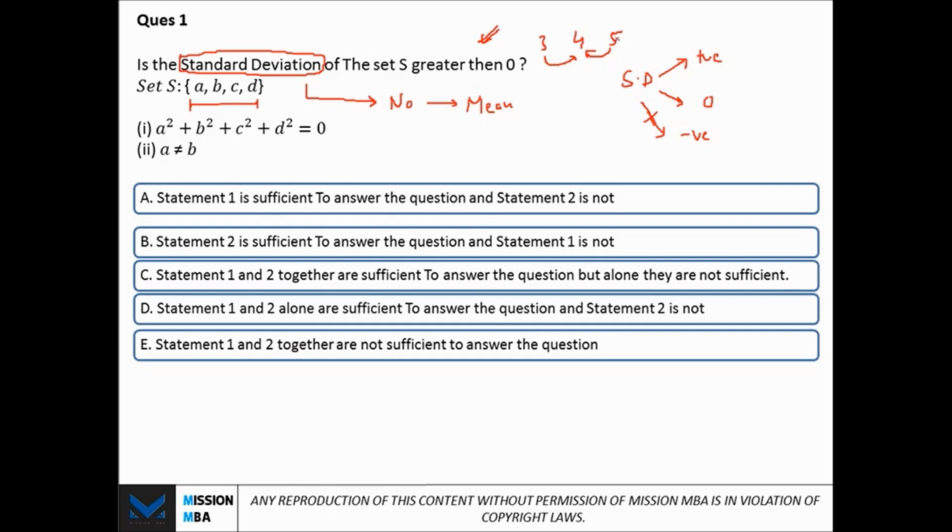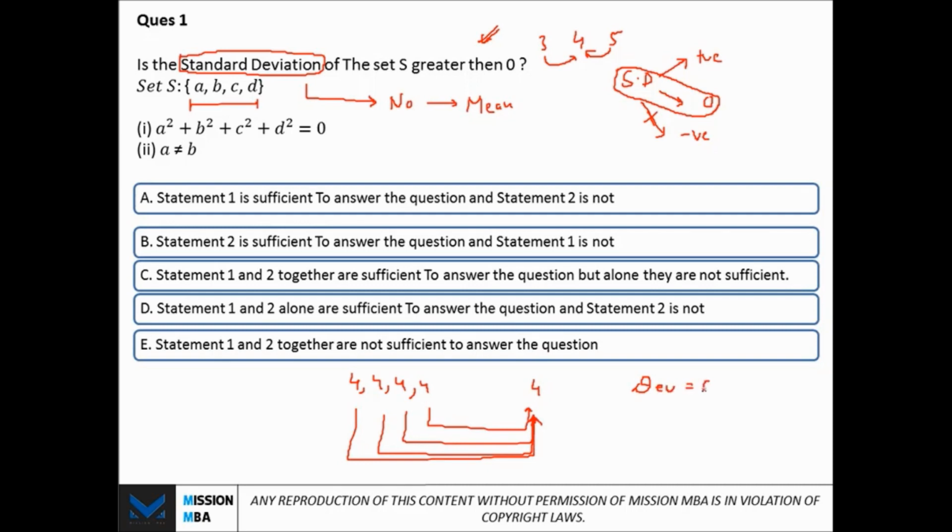This is a set where the numbers are deviated from the mean. But there is only one case when your standard deviation becomes 0, and that is when your numbers are not deviated from the mean, which happens when they are all equal. For example, if I have four numbers, all 4, the mean will be 4. Hence my numbers will not be deviated from the mean. Each of them was the same, so they will also be equal to the mean. In that scenario, deviation becomes 0.